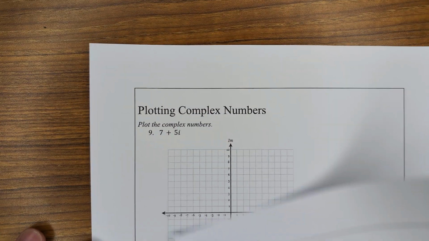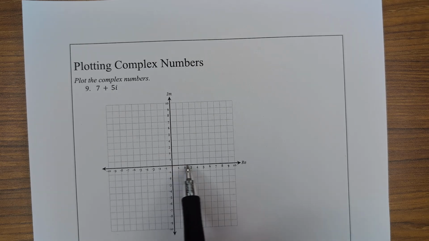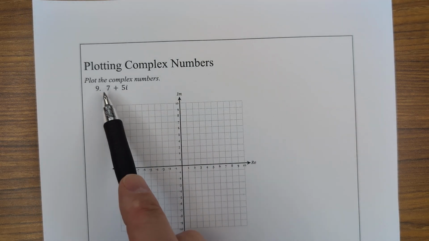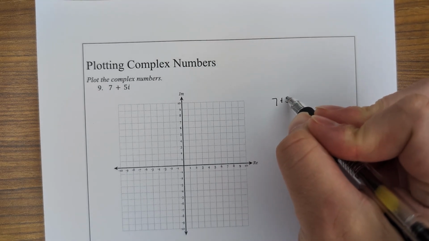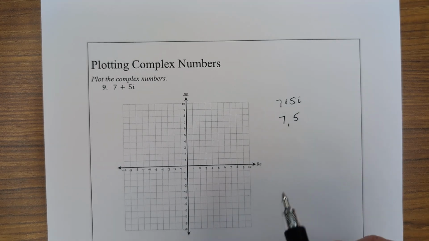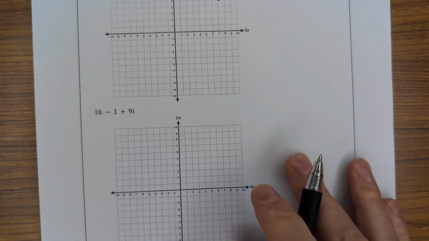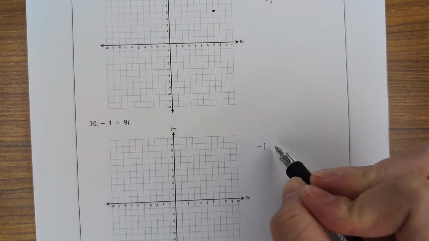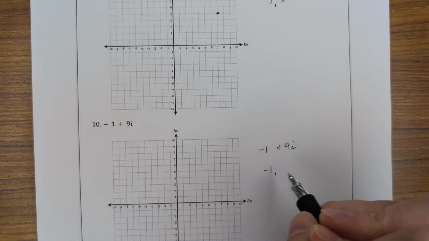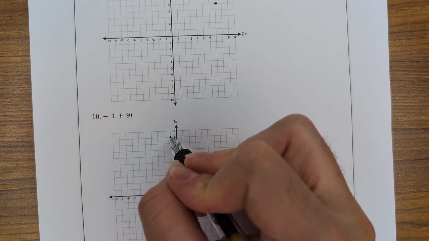All right, last thing is plotting. When you plot complex numbers, you have a real axis, you have an imaginary axis. So that's the real part, that's the imaginary part. So 7 plus 5i is the same as the point 7 on the real, 5 on the imaginary. It's like plotting the point 7 comma 5. Similar thing can happen down here. Negative 1 plus 9i. So negative 1 is the real axis, x. 9 is the imaginary axis, y. So negative 1 comma 9.